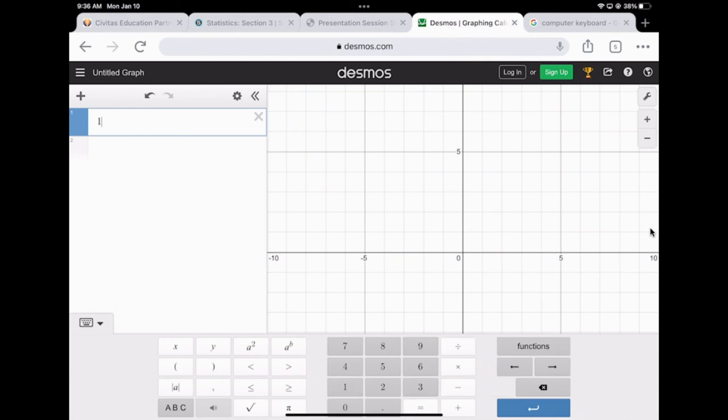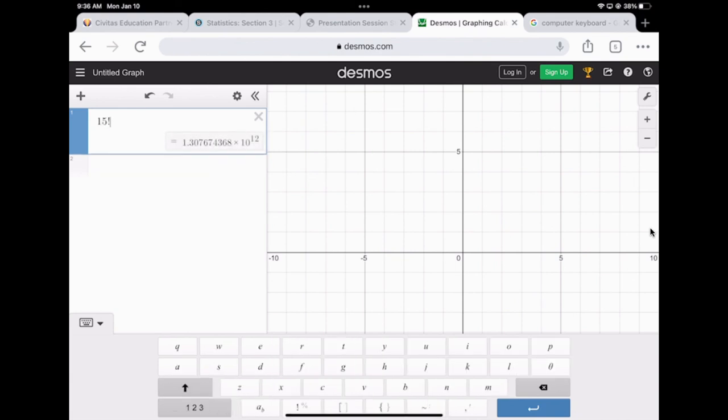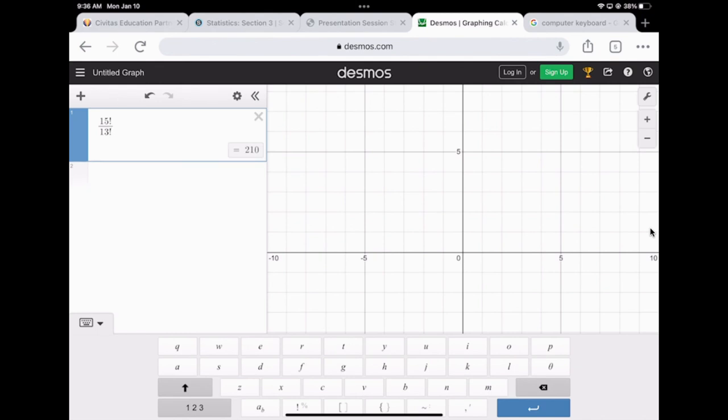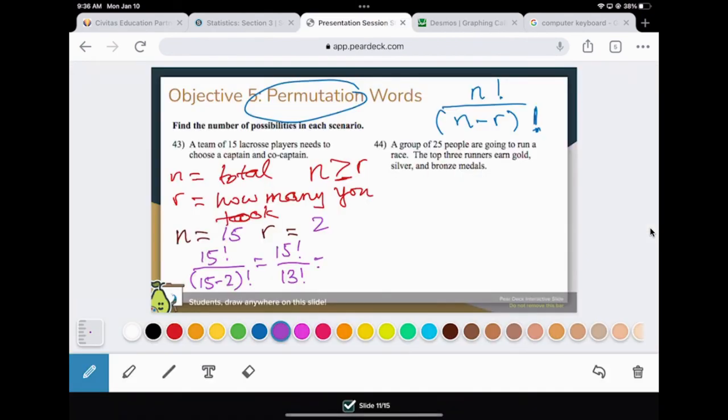15 factorial. Okay, my screen just froze, so give me 1 second. Divide by 13 factorial, gives you 210. Okay. Is that what you got? If you test it, put in decimal yourself. Is that what you got, or you got something else? Let me know.